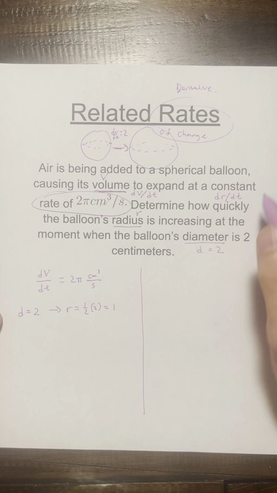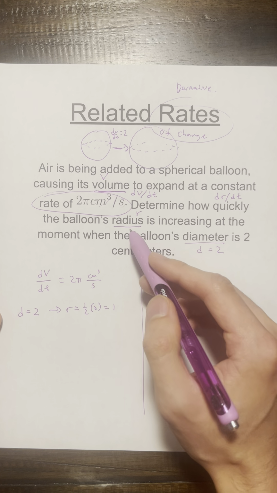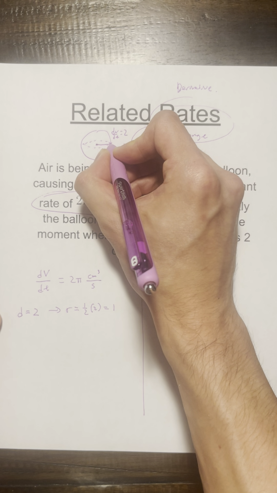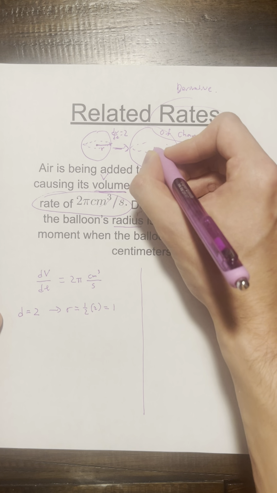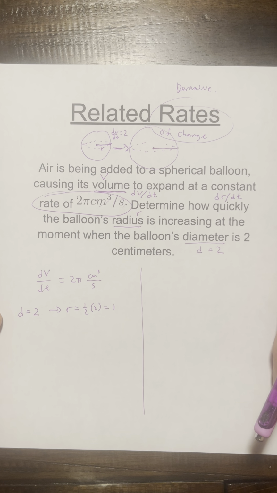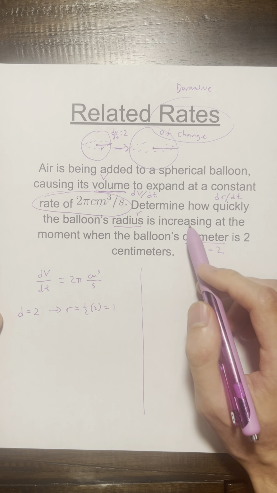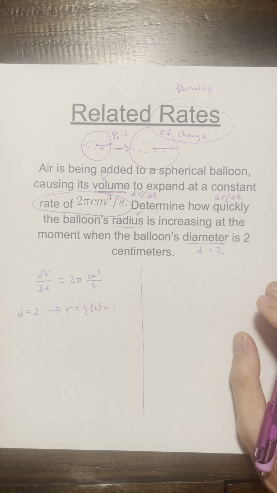Yeah. And they want us to find what again? Determine how quickly the balloon's radius is increasing. So the radius, you start at the center, go to the edge. That's the radius. Determine how quickly the balloon's radius is increasing. So we want to find dr/dt.